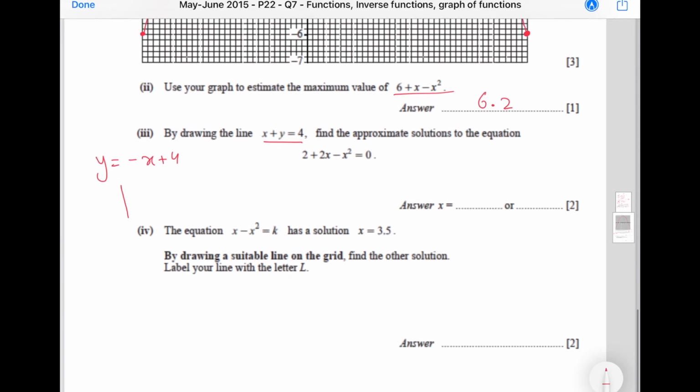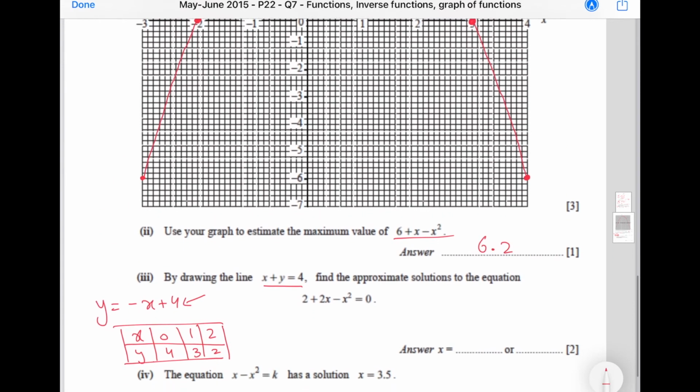Then we need at least 2 values of x. Let's say that we need 3 values of x. x is here, y is here: 0, 1 and 2. When you substitute 0 into this equation, the y value comes out to be 4. When you substitute 1, the y value is 3. When you substitute 2, the y value is 2.